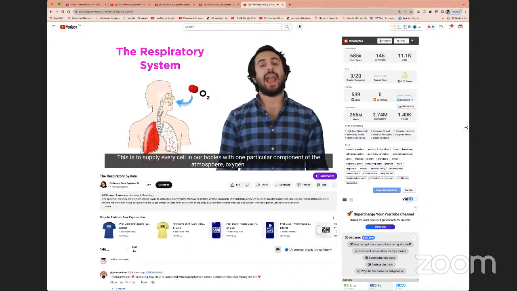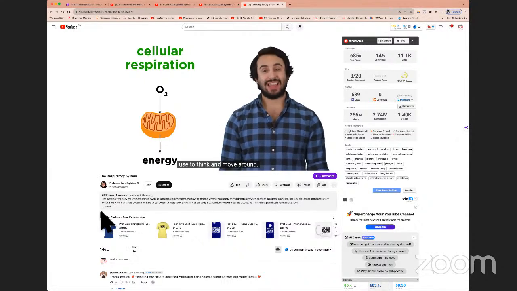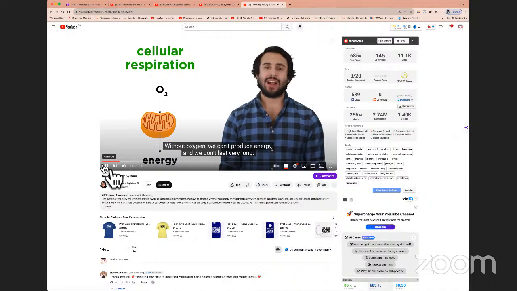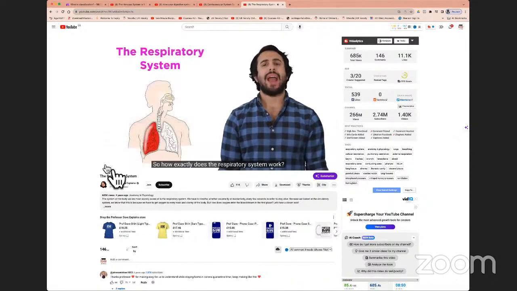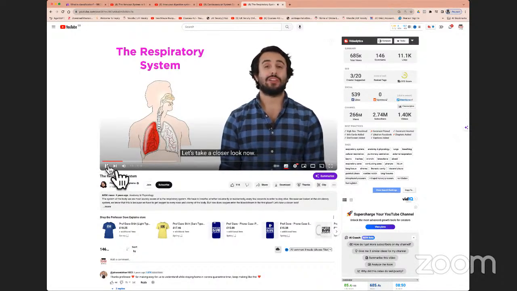This is to supply every cell in our bodies with one particular component of the atmosphere, oxygen. Our cells need oxygen to perform cellular respiration, which generates the energy we use to think and move around. Without oxygen, we can't produce energy. We don't last very long. So how exactly does the respiratory system work? Let's take a closer look now.